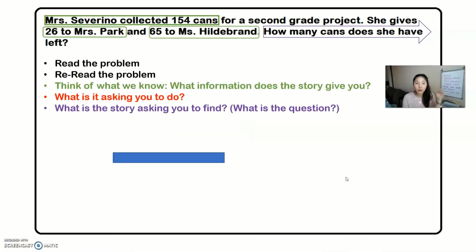Alright, so the first thing that we know is that Miss Severino has 154 cans. I showed that with this bar graph right here. And I'm going to show you that by writing 154 right on top.